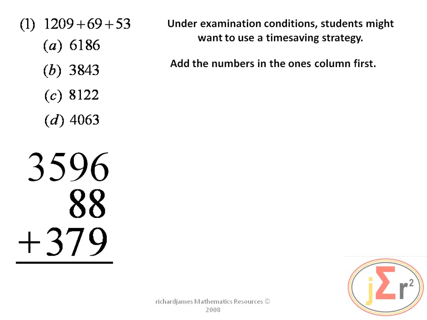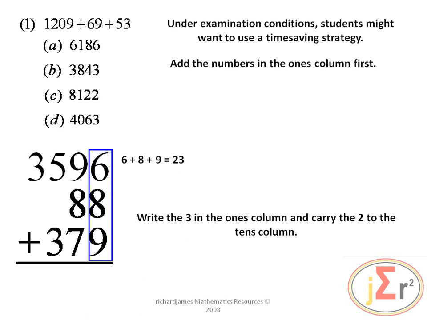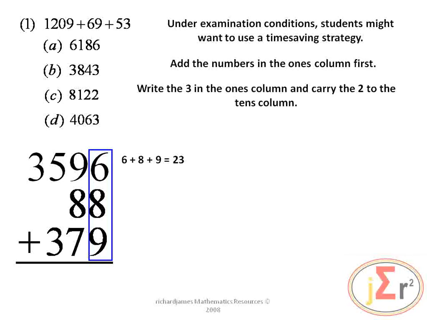Add the numbers in the ones column first. But Jerry, this is the same thing that we have done before. Are you sure that we'll be able to save some time? Okay, yes, so continue and let's see. Okay, we'll do just that. 6 plus 8 plus 9 is equal to 23. So write the 3 in the ones column and carry the 2 to the tens column. Okay.